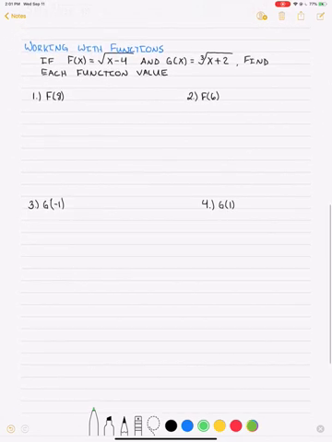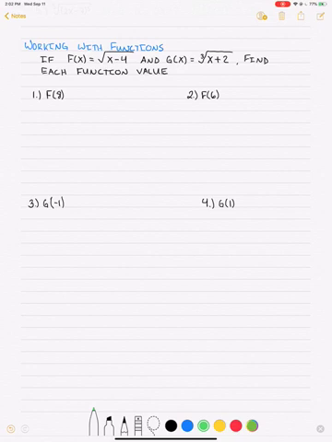Lastly, we have some functions that we're going to work with, just working on remembering how to plug things in. I have f of x equals the square root of x minus 4, and g of x equals the cube root of x plus 2. We're going to find each function's value.